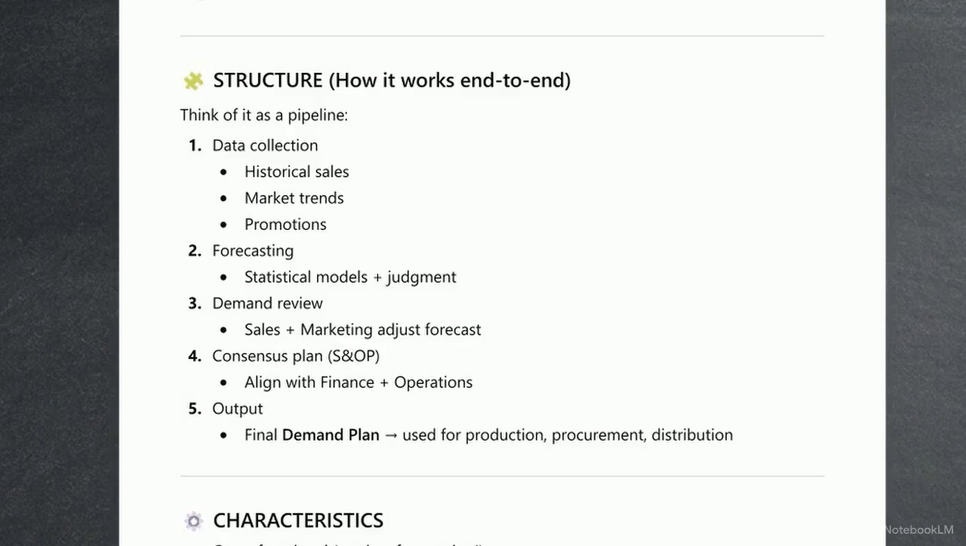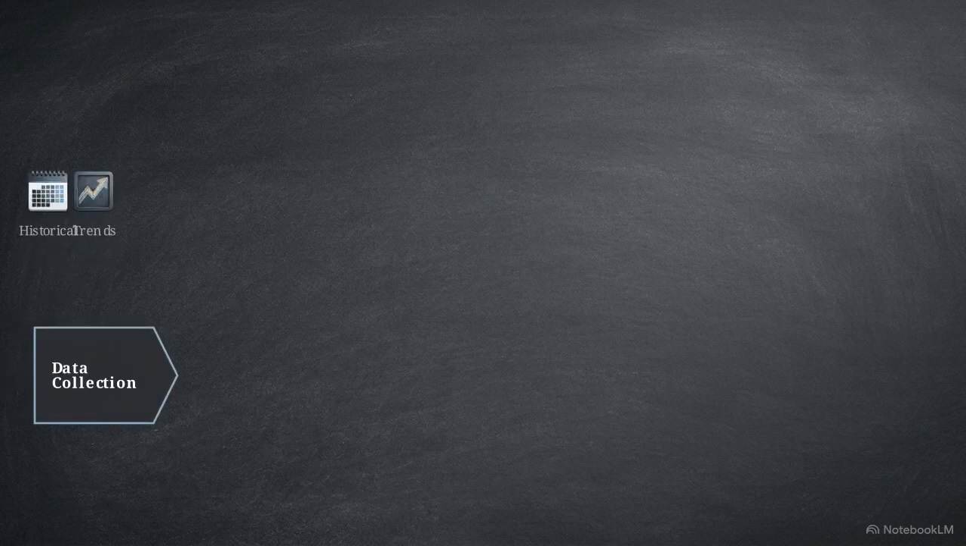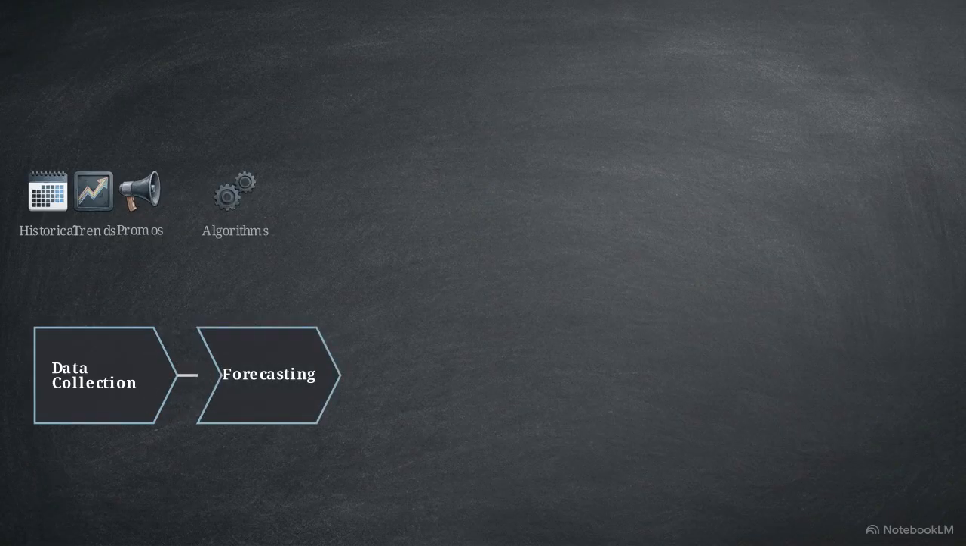Let's examine how this actually works. This text breaks down the end-to-end structure of demand planning, framing it as a sequential 5-step pipeline. Step 1 is data collection. Planners aggregate historical sales data, broader market trends, and upcoming promotional schedules. Step 2 is forecasting. Here, statistical algorithms process that data, and initial human judgment is applied to the raw numbers.